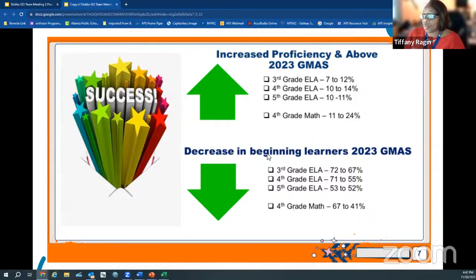As I stated in the red, we wanted the red to go down. So that was successful: from 72 to 67, 71 to 55, 53 to 52. And in math, we went from 67 to 41. So we are making some incremental gains, and that's what we want to keep doing.